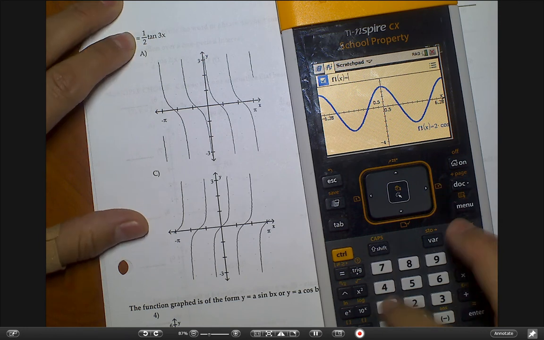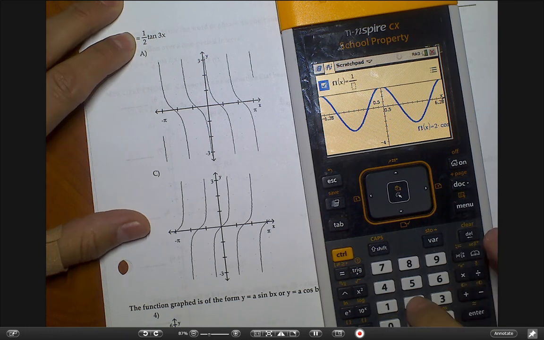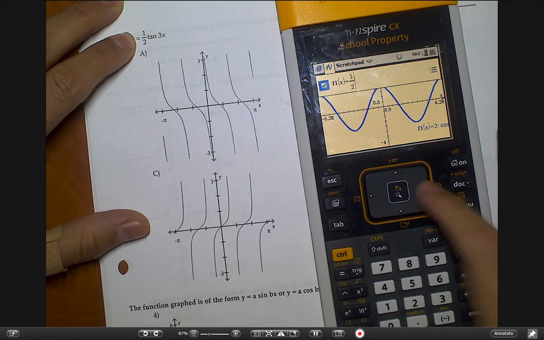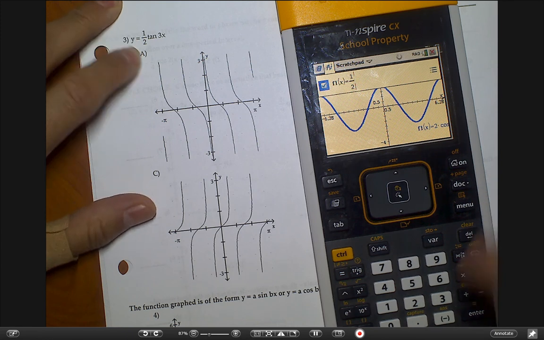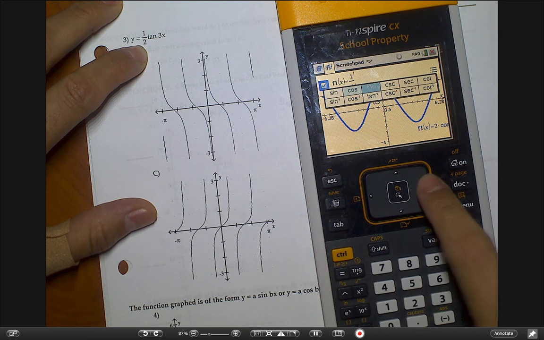Tab, up, 1/2. Oh, I got my makeup on your ball. I'm sorry. I don't need that in my video.